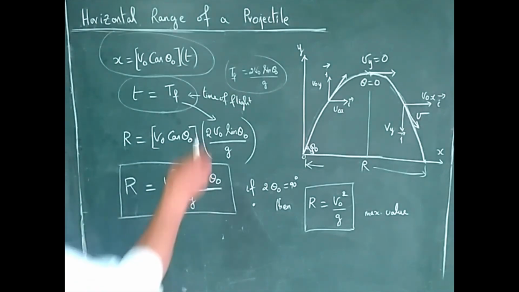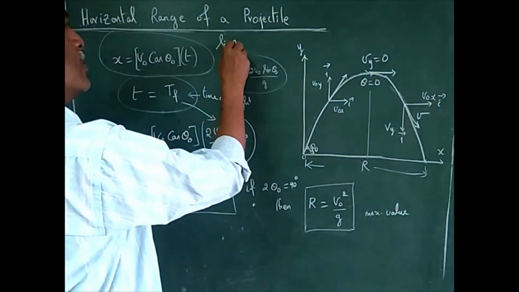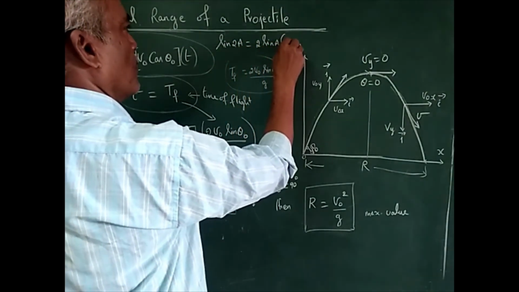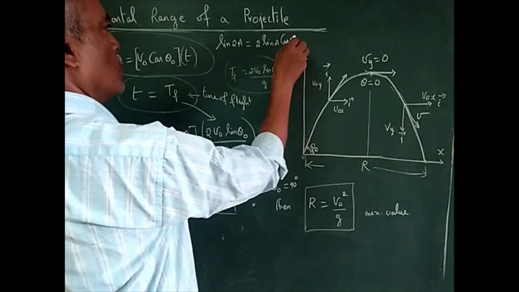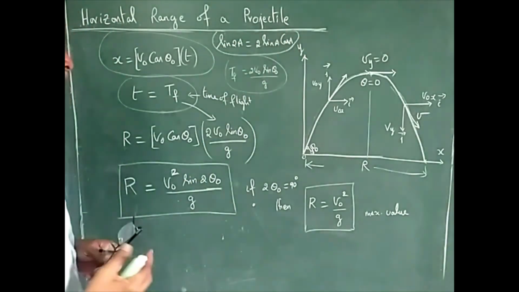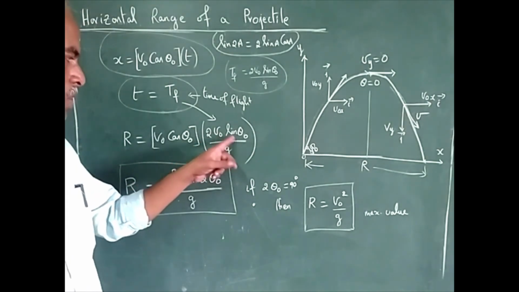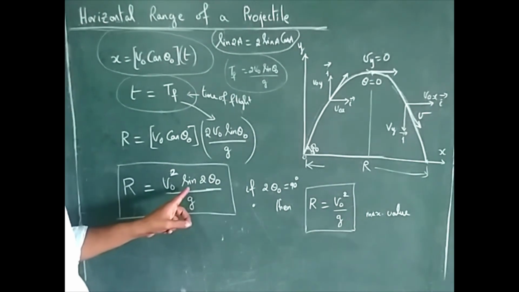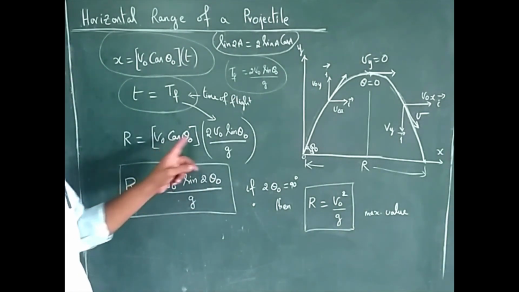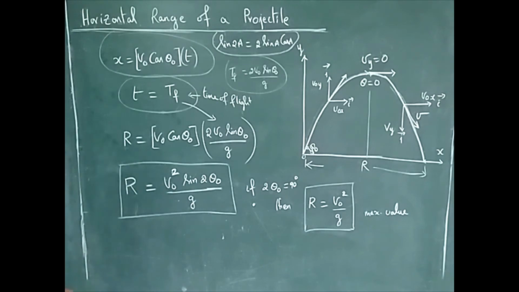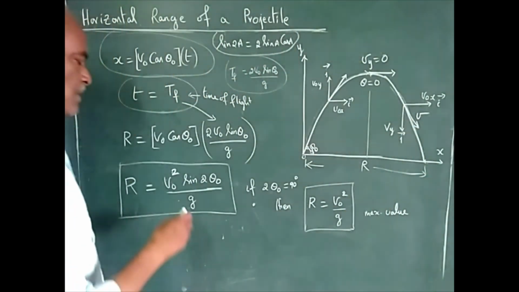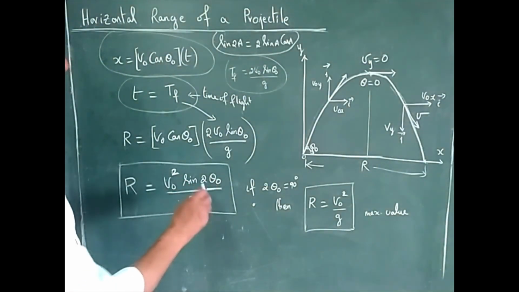But we know the formula sin 2a is equal to 2 sin a cos a. This is a well-known trigonometric relation. Therefore, we have 2 sin theta naught cos theta naught, so it can be written as sin 2 theta naught. That's what we have written: sin 2 theta naught, V naught square divided by g. Okay, this is the range, the horizontal range. The horizontal range, from the origin to this point, is given by V naught square sin 2 theta naught by g.